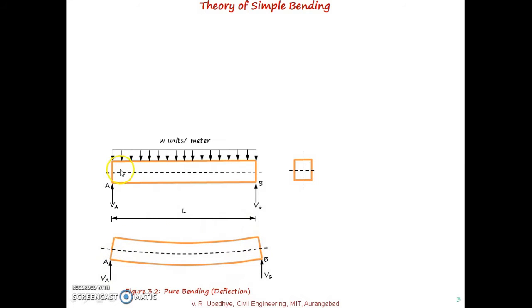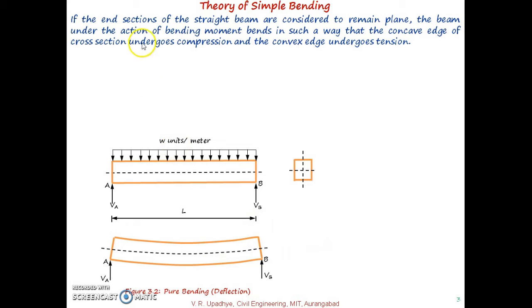So let us say due to the moment, the deflection is as shown over here. If the end sections of the straight beam are considered to remain plane, then the beam under the action of bending moment bends in such a way that the concave edge of the cross section undergoes compression and the convex edge undergoes tension.